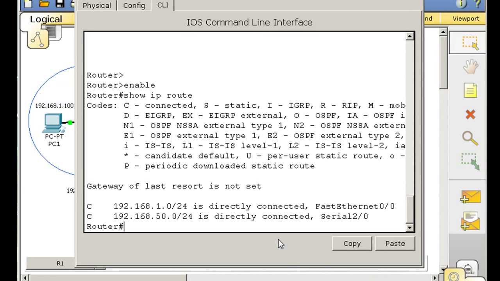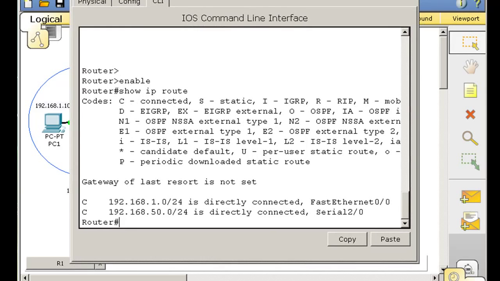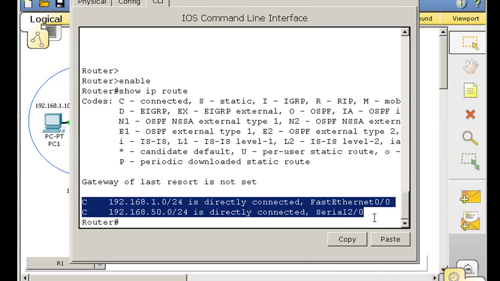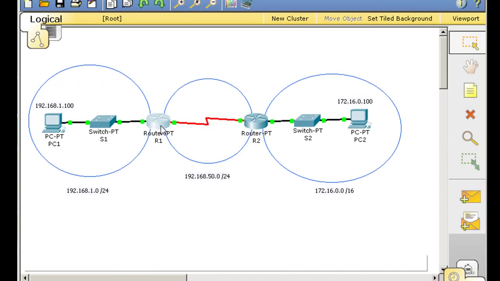You can see in the routing table that we have two connected routes. You can tell they're connected because they've got a C in front of them. And we can see that this router, router 1 on the left-hand side, is connected to the 1 network and the 50 network, directly connected. On the fast Ethernet is the 1. On the serial interface is the 50, 192.168.50 network, right? So this router has two connected routes in its routing table.